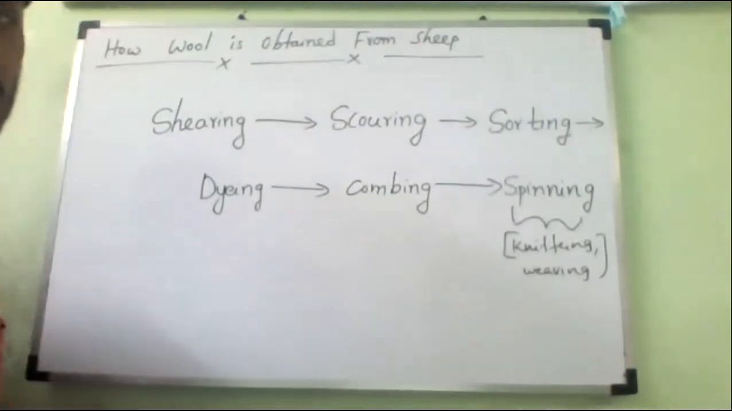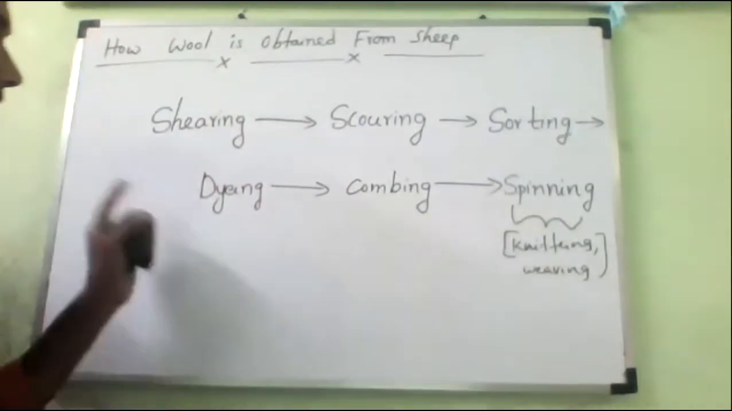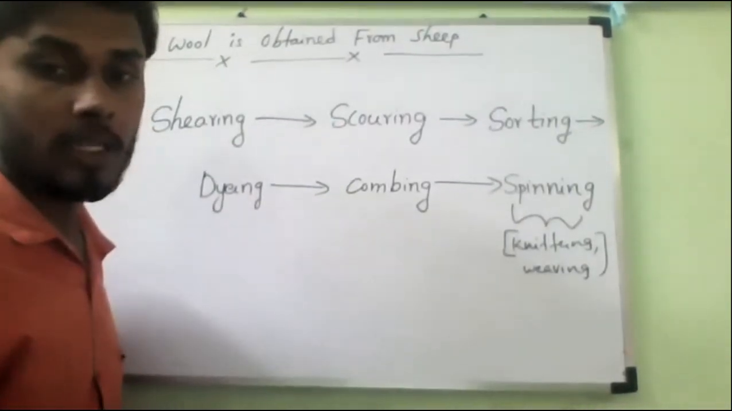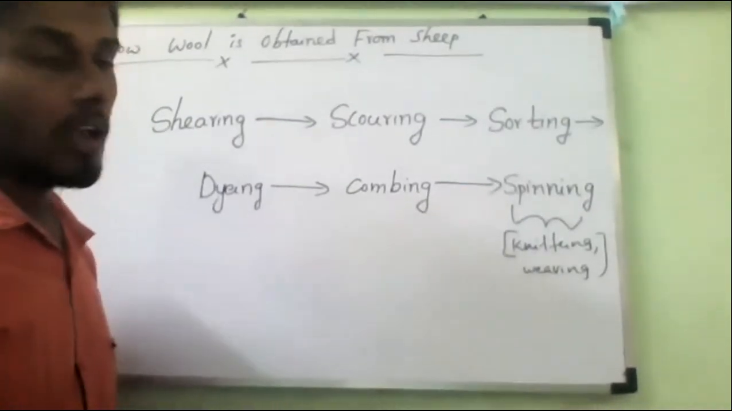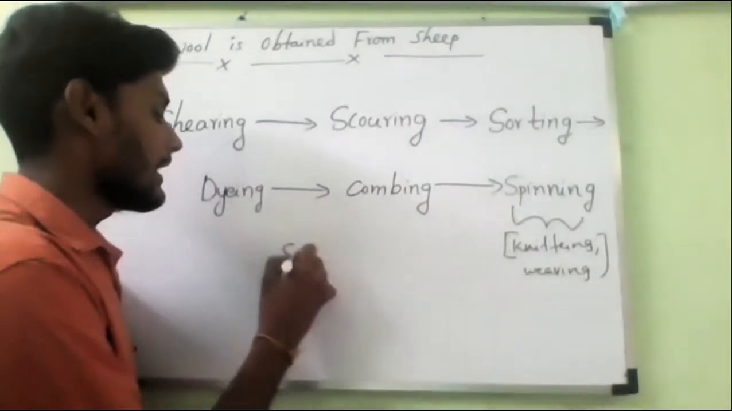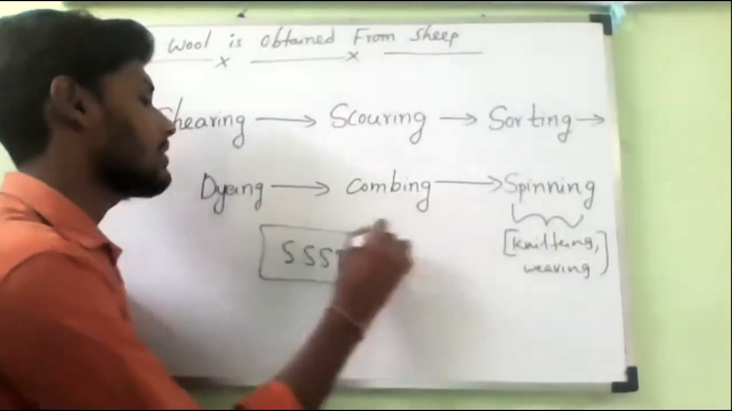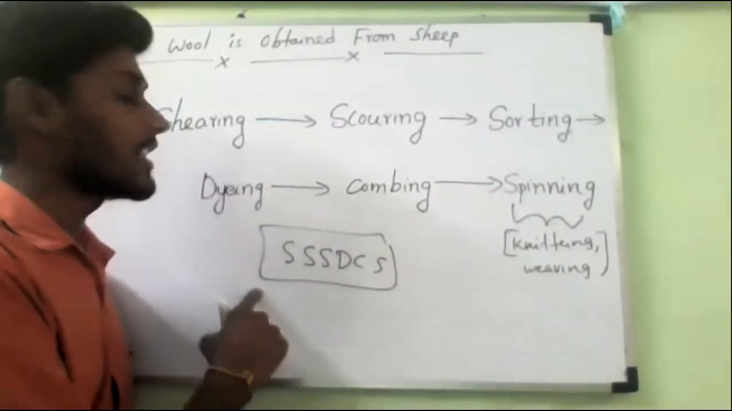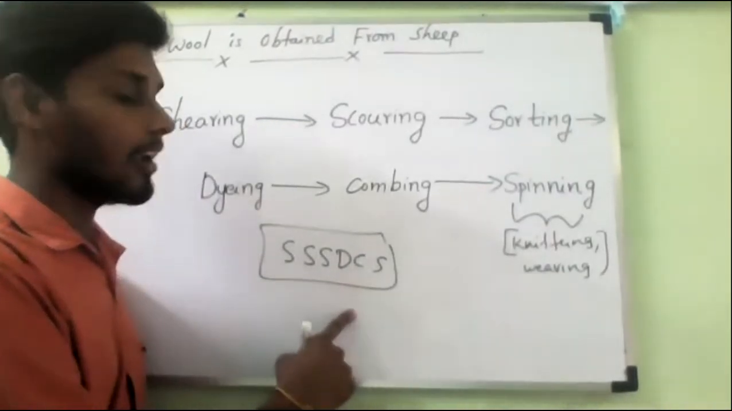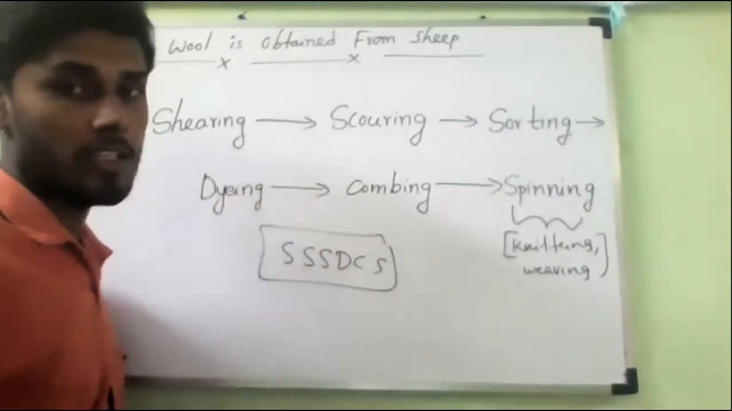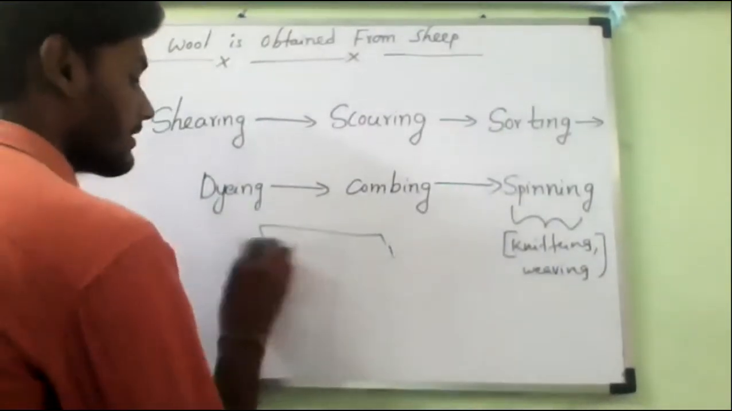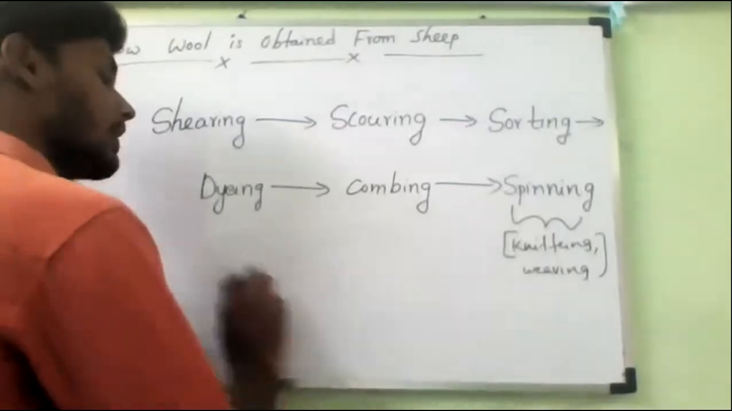Now we will describe all these steps for obtaining wool one by one. First write this full process, because in the exam they will ask you the correct process of obtaining wool, so by then you should remember everything correctly. Triple S, DCS, you can remember. One S means shearing, next S means scouring, next S means sorting. SSS, DCS. Next one is combing, and last one is spinning. Triple S DCS, you can remember. That process is most important.